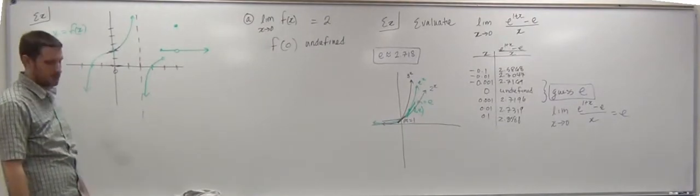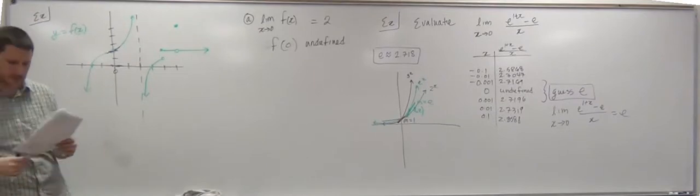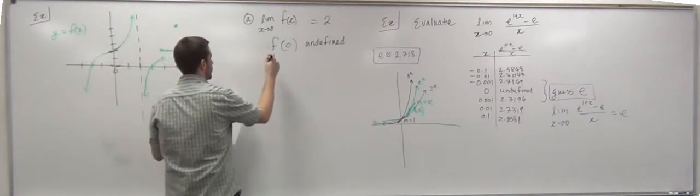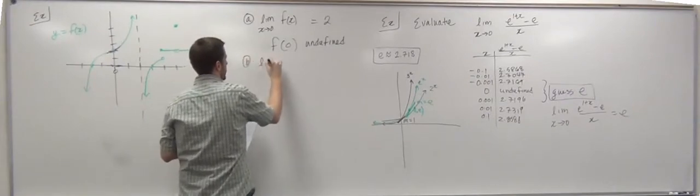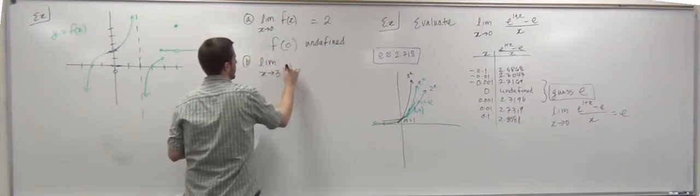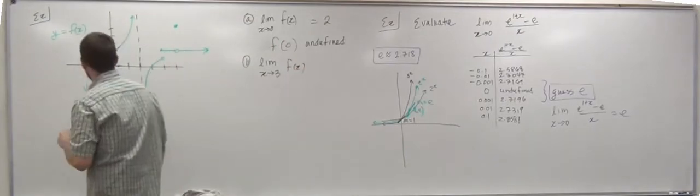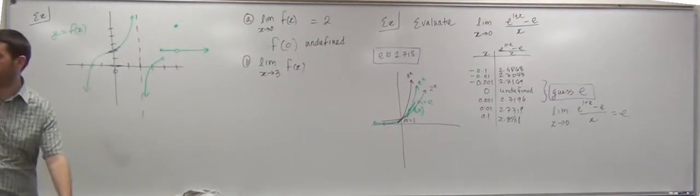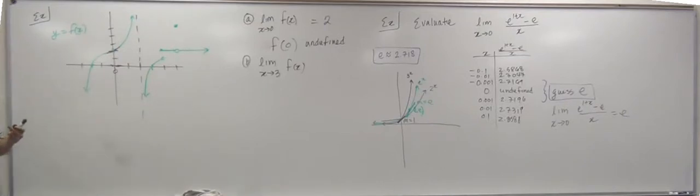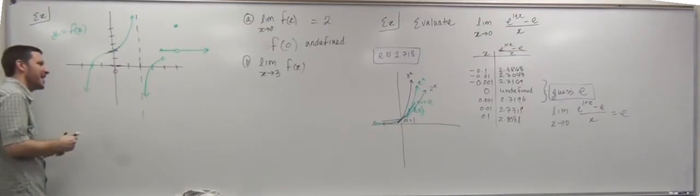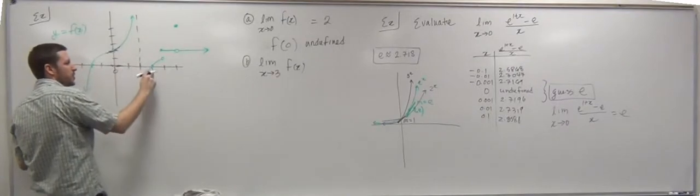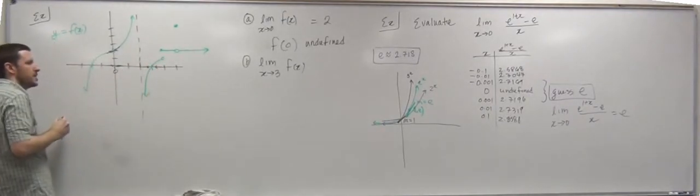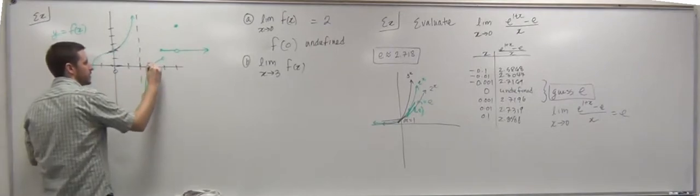Okay. What about, let's see, what else do I want to pick on? 3. Well, we can do 3. So limit as x goes to 3 of f of x. 0. That one's 0. What are you looking at? 2? I'm looking at 4. Oh, okay. Yeah, so 1, 2, 3. So the limit as x goes to 3, well, my function's going.